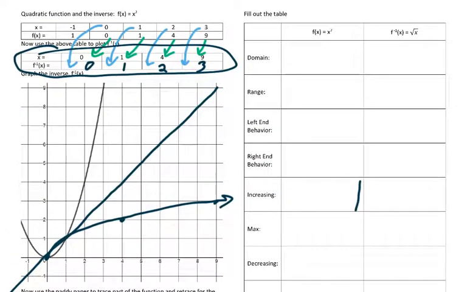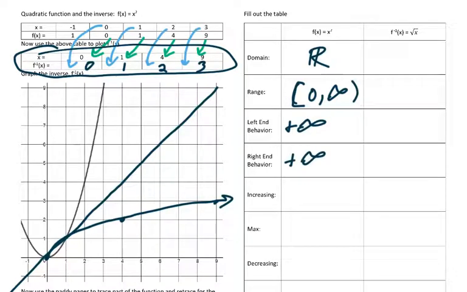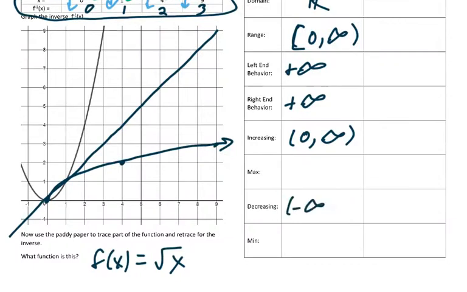So what I want you to notice, we're going to look at domains and range. So, back to x squared: the domain of this function is all reals. The range of x squared is 0 to positive infinity. The left-end behavior on this one is positive infinity, and the right-end behavior is positive infinity. It is increasing from 0 to infinity. It doesn't have a max. It is decreasing from negative infinity to 0. This is the x squared, mind you. And then there is a minimum at 0, 0.